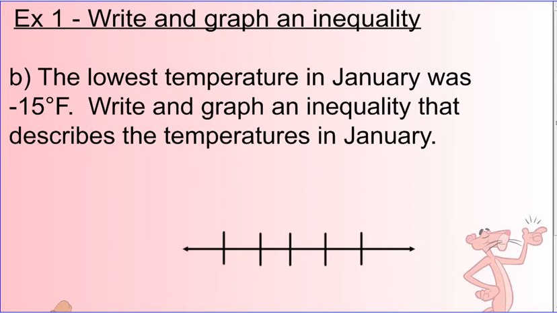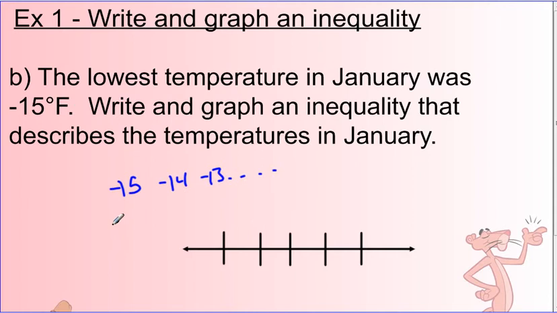Letter B. Letter B says the lowest temperature in January was negative 15 degrees. We want to write and graph an inequality that describes the temperature in January. Okay, so the lowest temperature was negative 15. So just write out some possible answers. So negative 15 is an answer because that was the lowest temperature. Can I have negative 16? No, because that's too low. The lowest was negative 15, and then you have negative 14 and negative 13, and anything higher than that.